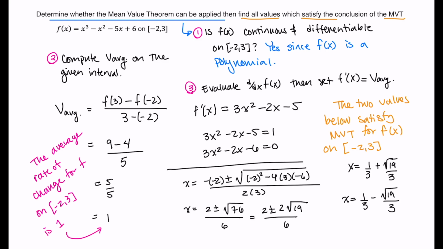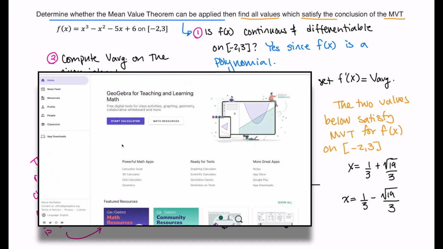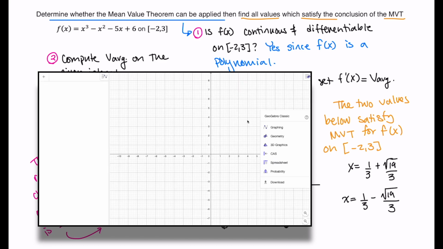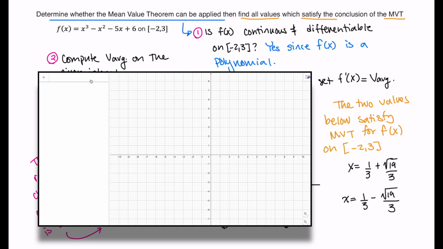So as you can see here, I have GeoGebra up. You can just go to geogebra.org, or just search for GeoGebra on your favorite search engine. So I'm going to go to this 3x3 grid, and I prefer to use Classic. So here we are on GeoGebra Classic. And the first thing I'm going to do is graph f of x. F of x is equal to x cubed minus x squared minus 5x plus 6.